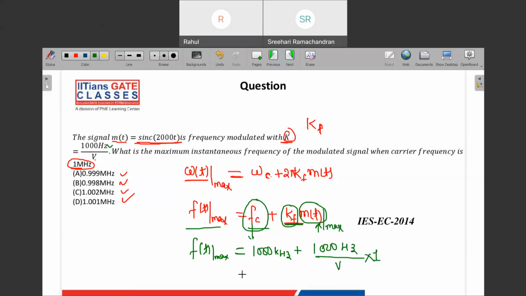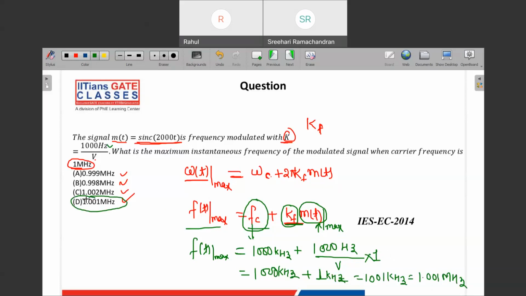From here you can say that it is 1000 kilohertz, and this is in hertz. This is 1, this is 1000, so everything will be 1000 after multiplication. Once you convert it into kilohertz, it will be simply 1 kilohertz. So you can say that it is equal to 1001 kilohertz, or 1.001 megahertz. This will be the correct answer, option number D.